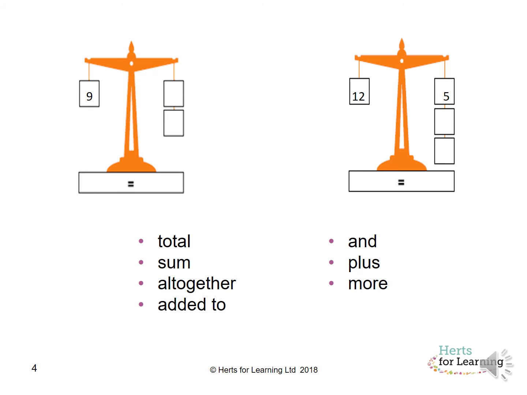So then on our second scale, we have got our main number is 12, and it is made up of 3 numbers, one of those being 5. So what could the other 2 be? Have a go.